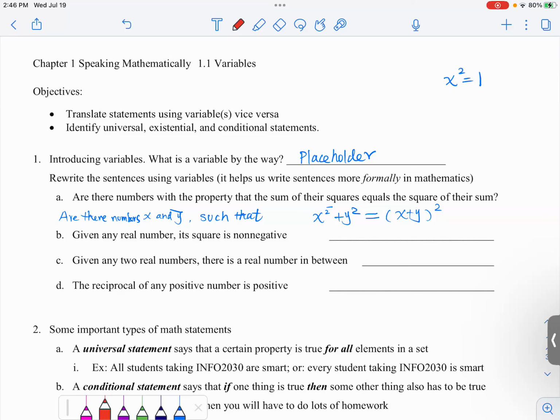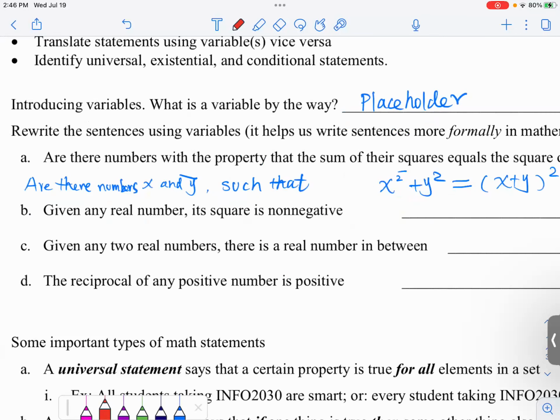You don't have to, but you certainly are welcome to use X, of course. But if you don't want to use X, say you use Y, that's fine. So if you use Y: given a real number Y, its square is non-negative.